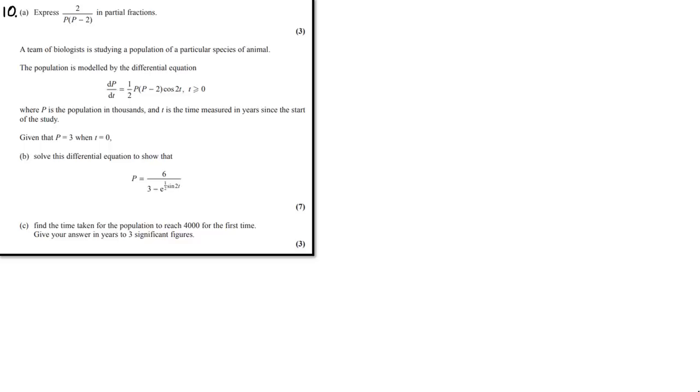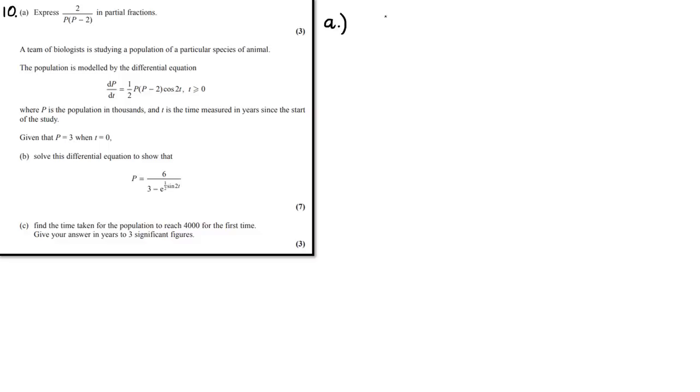Moving on to question 10 now, we have a question here taking a look at partial fractions and solving differential equations. So we've got 3 parts to this. Part A, pretty standard. It's essentially setting up the question for us. So we're asked to express 2 over p times p minus 2 in partial fractions. So let's just have a go at that to start with. So I guess this is the first 3 marks.